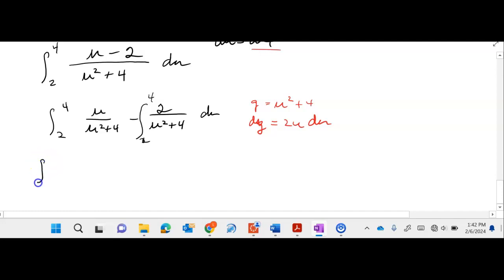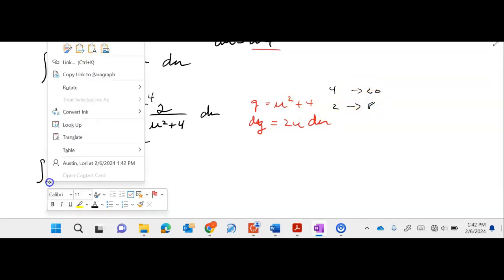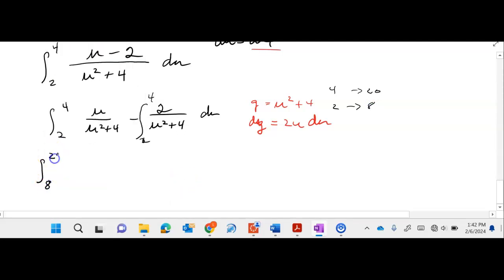And I have to once again change my boundary. So I have a 4 and a 2 on the first integral. So that's going to give me, well, 4 squared is 16. So that's going to go to 20. And 2 is going to go to 8. And I need 2u, so I got to put a 1/2 out here. And that's going to end up being 1/2 dg over g.